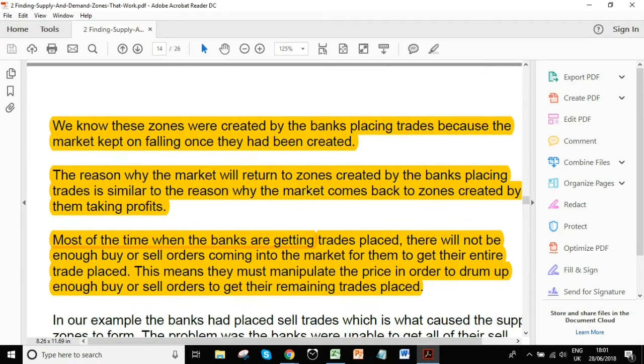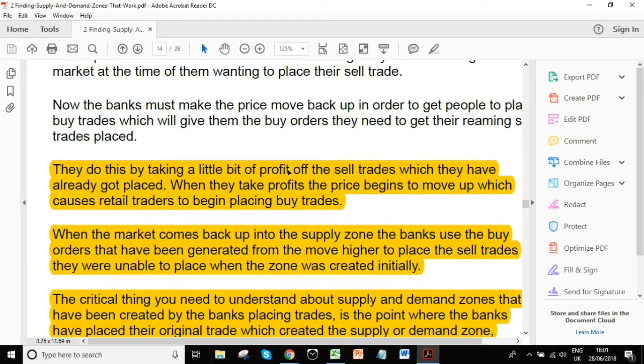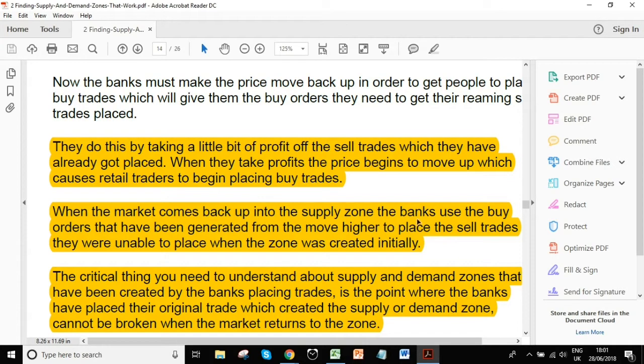The reason why the market will return to zones created by the banks placing trades is similar to the reason why the market comes back to zones created by them taking profits. Most of the time when the banks are getting trades placed, there will not be enough buy or sell orders coming into the market for them to get their entire trade placed. This means they must manipulate the price in order to drum up enough buy or sell orders to get their remaining trades placed. They do this by taking a little bit of profit off the sell trades, which they have already got placed. When they take profits, the price begins to move up, which causes retail traders to begin placing buy trades. When the market comes back into the supply zone, the banks use the buy orders that have been generated from the move higher to place the sell trades they were unable to place when the zone was created initially.